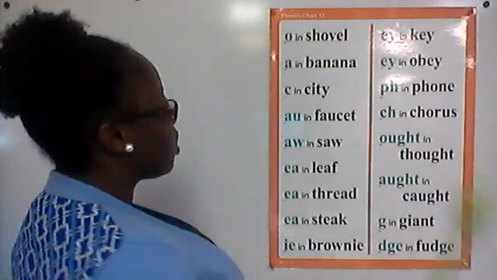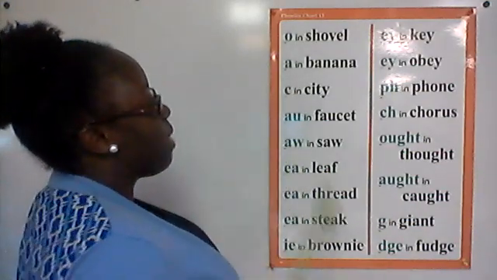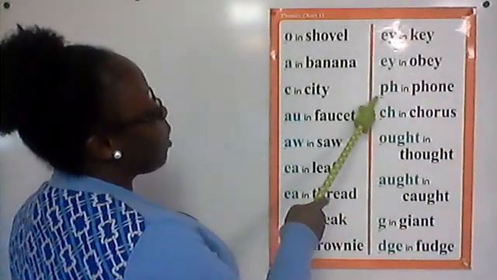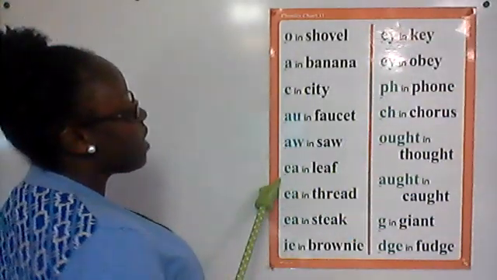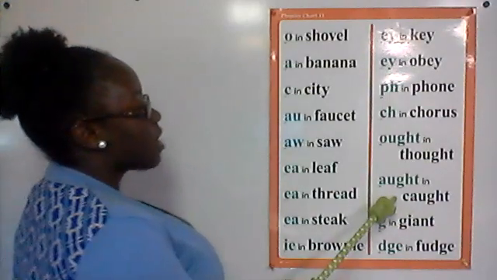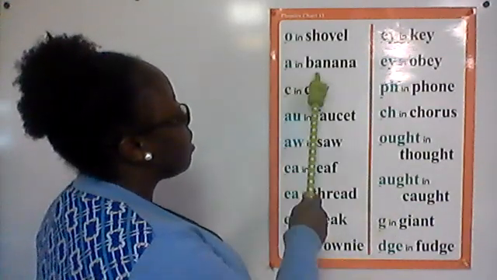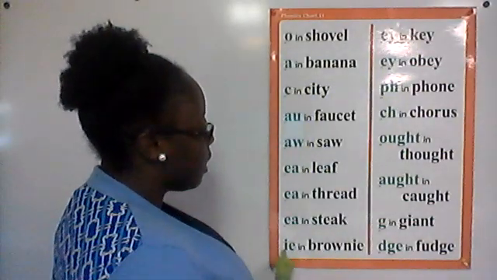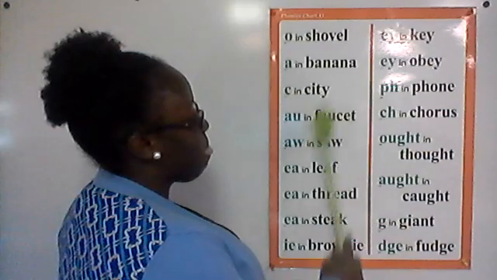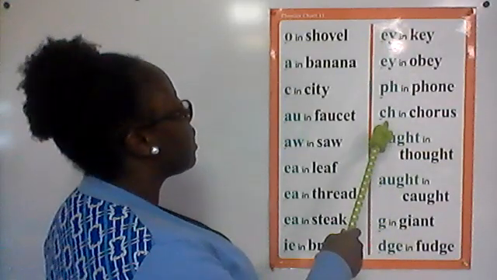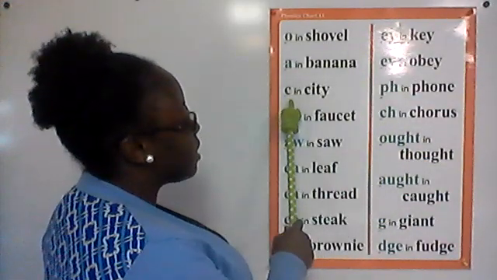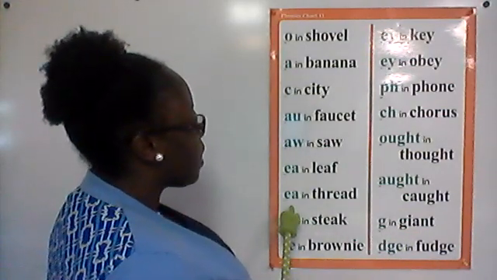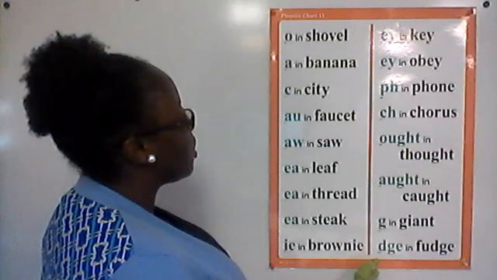All right. So we're not going to go in order. Whatever I point to is what we're going to say. All right? Phone, P-H. E and leaf, E-A. Ought and cot, A-U-G-H-T. A in banana, A. E and key, E-Y. E and brownie, I-E. In chorus, C-H. In city, C. In giant, G. And thread, E-A. In fudge, D-G-E.